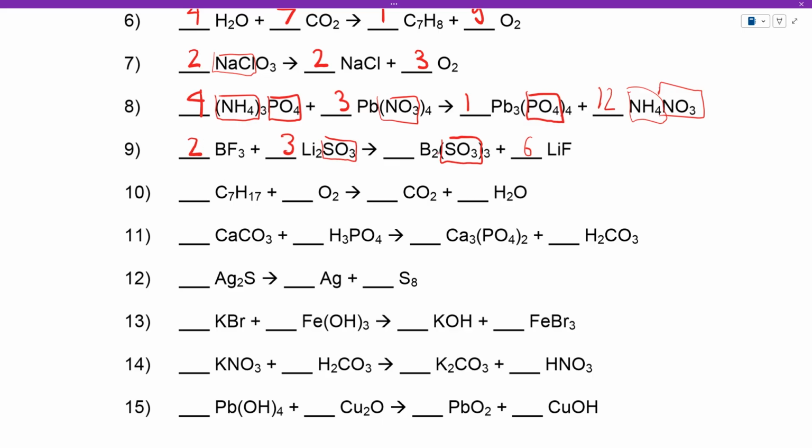And we have 2 borons over here, 2 borons over here, and that's already balanced. So let's double check. 2 borons, 2 borons, 6 fluorines, 6 fluorines, 6 lithiums, 6 lithiums, 3 of these SO3s, and of course 3 of the SO3s over here as well. And this equation should be balanced. See, there's a lot of trial and error.